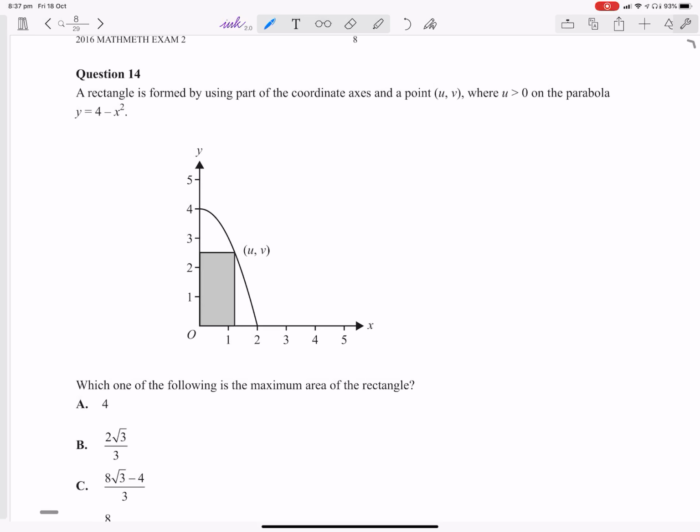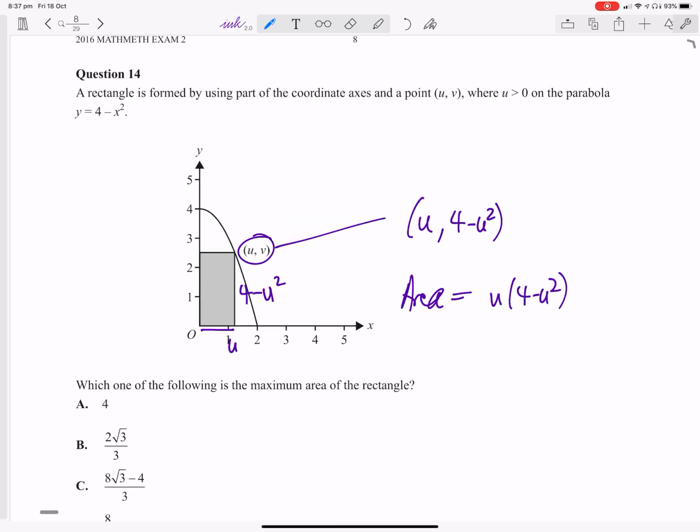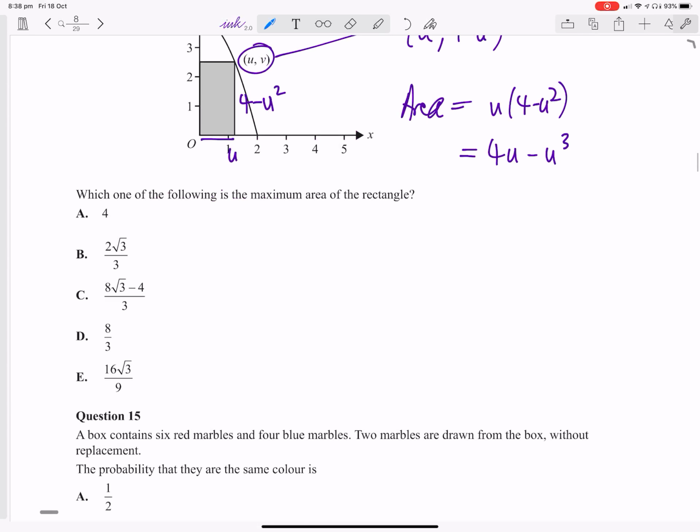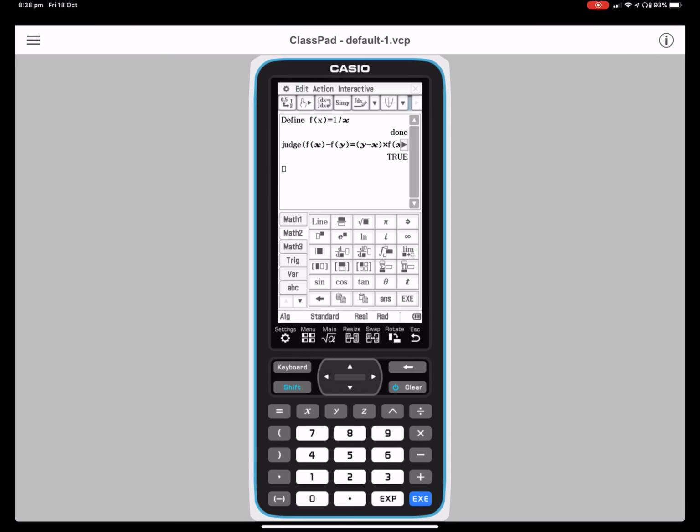Okay, a rectangle is formed by using a part of the coordinate axis on the point U, V where U is greater than 0 for 4 minus x squared. So don't think of that as UV, think of it as U, 4 minus u squared. So our area is going to be u times 4 minus u squared, which is 4u minus u cubed, maximum area of the rectangle. So 4x minus x cubed.